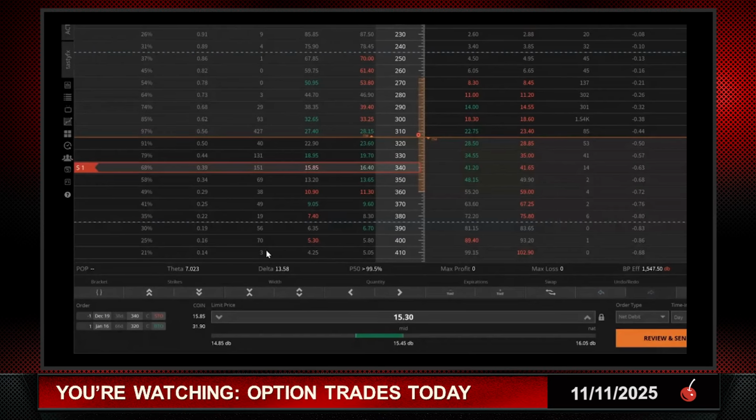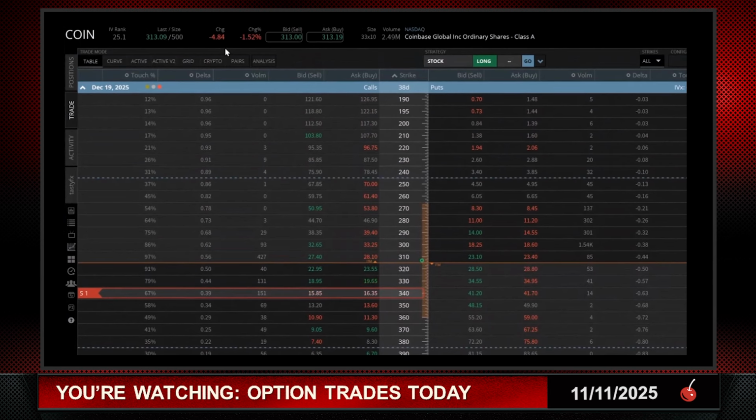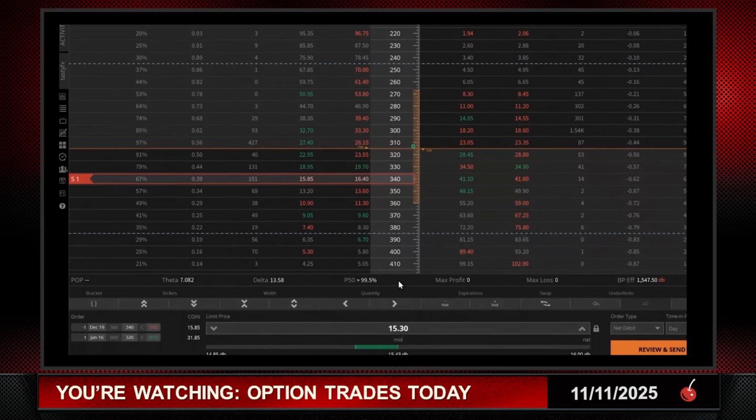The most important thing to realize here: defined risk trade. I can't lose any more than $1,500. I have 13 long deltas, all things being equal. If the stock goes up by about $1, I should make $13. Stock goes up $10, I should make $130. That's basically the way it works. A little bit less than that because volatility is going to change, time's going to go by.